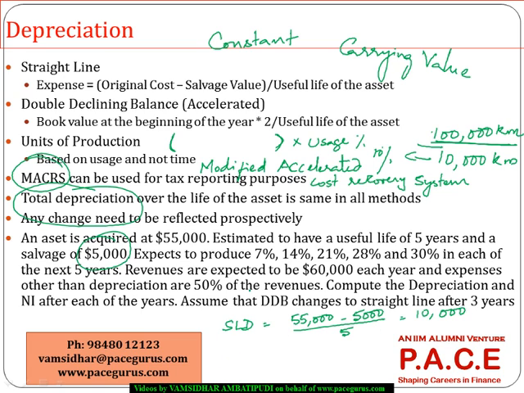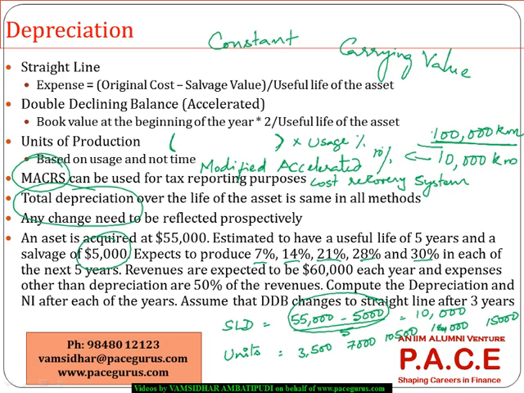The asset is expected to produce 7%, 14%, 21%, 28% and 30% in each of the next 5 years. So as per the units of production method, the depreciation is 7% of the purchase price minus the salvage value. So 50,000 is the purchase price minus the salvage value, and 7% of that is 3,500, the depreciation in the first year, 7,000 in the next, 10,500 in the next, and probably 14,000 in the next, and 15,000 in the last. So these are going to be the depreciation.